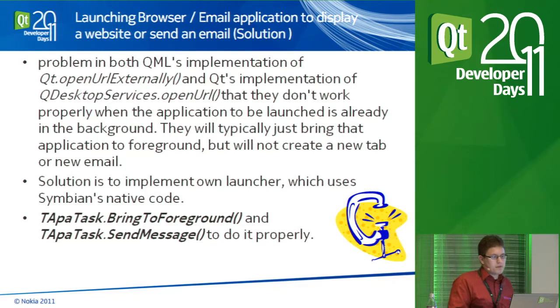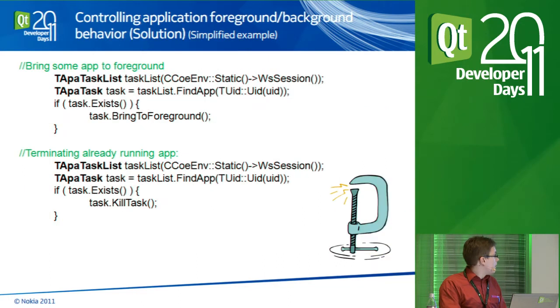And for this browser email application launch problem, well, as I said, the problem with the Qt solution is that in the Symbian devices, it only brings the application to the foreground if it's already running, but it doesn't open the new tab or new email if it's, as said, in the background. But if you want to do this correctly, you can use the Qt API task to do it properly. Here we have an example of how this Qt API task can be used. Ask a Qt API task list to find the application with the UID you want, and then check if it exists. You can bring it to the foreground if that is what you need, or in this other case, you can, for example, kill it, so you can be sure that it's not running in the background.